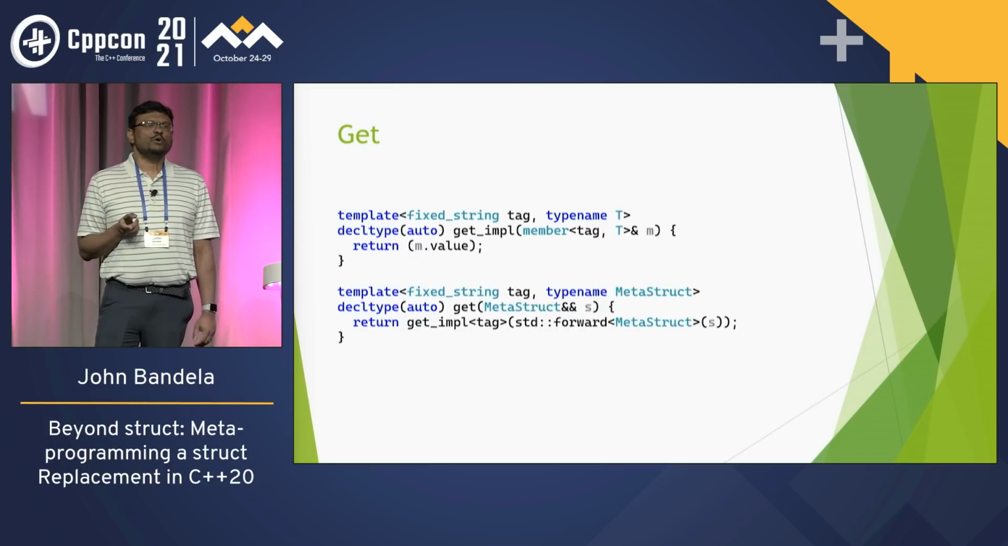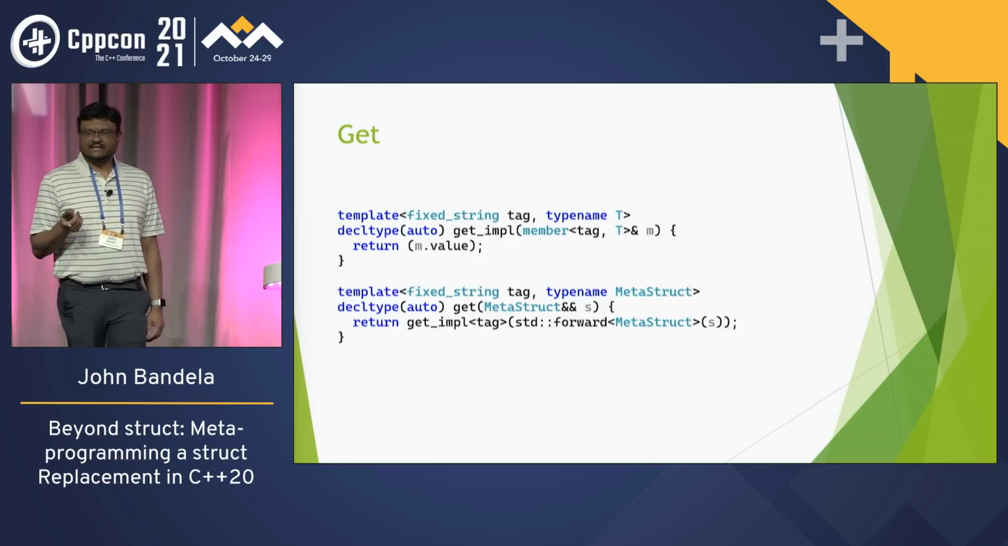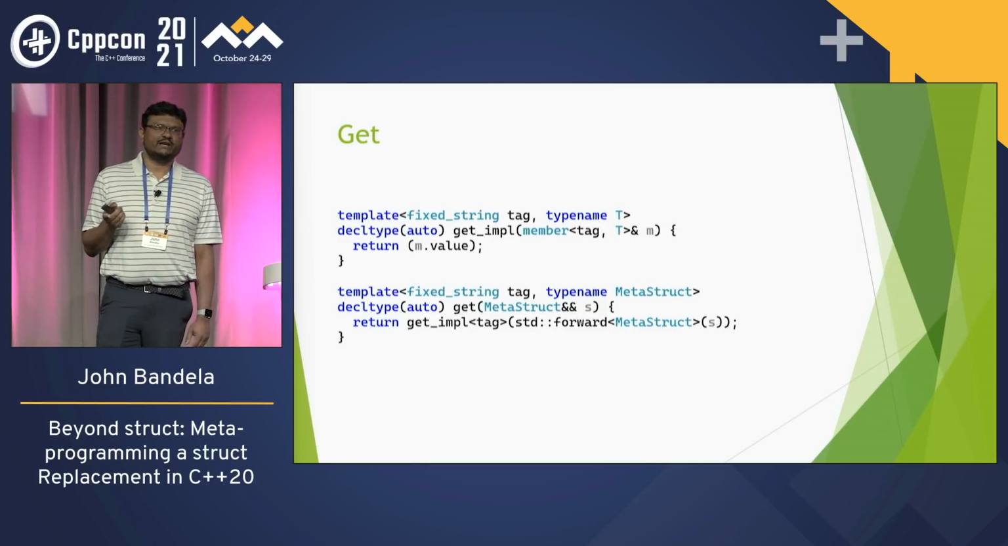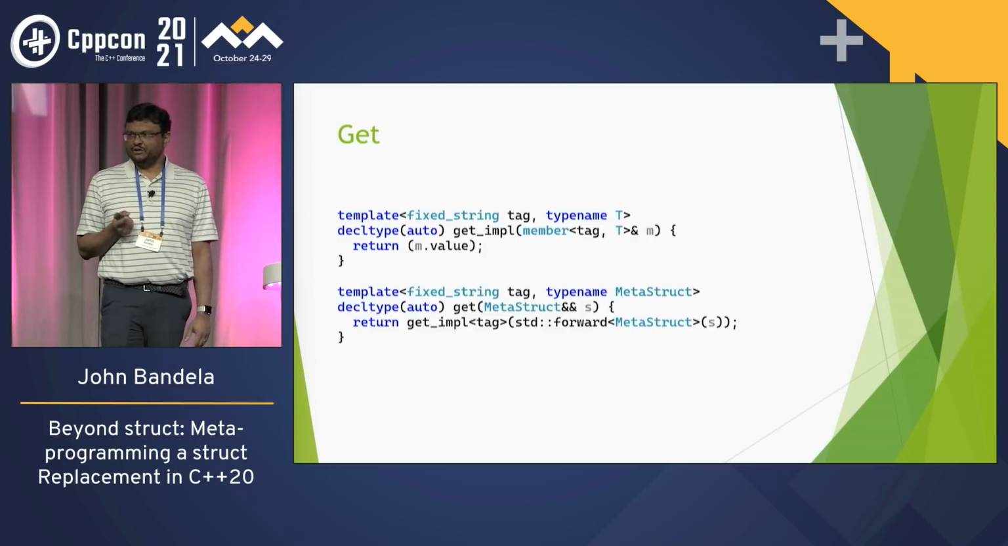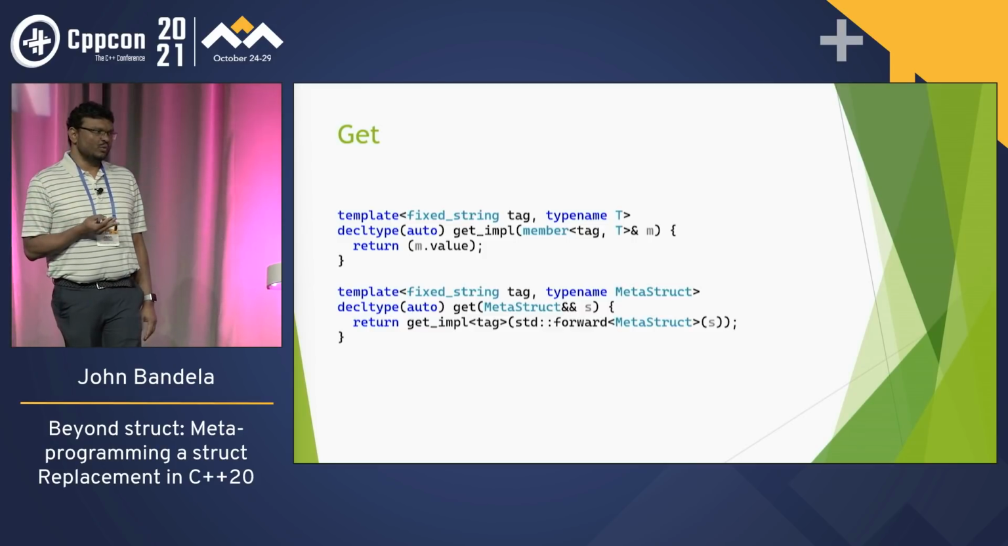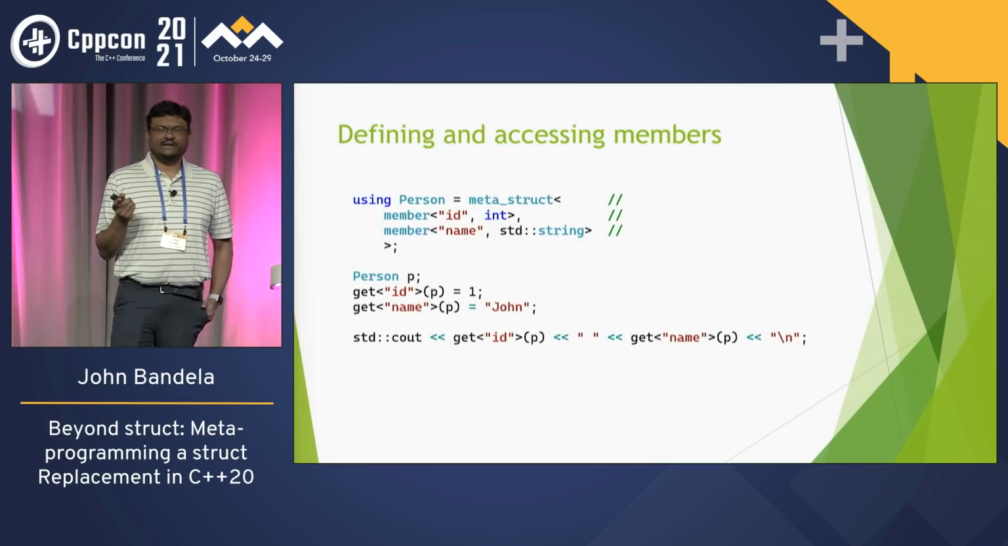So this getImpl will automatically be resolved to any member that has that tag. Since metastruct inherits from all the members, any member that matches that tag will get passed into getImpl. So if you don't have a tag, you get an error, or if you have more than one tag of the same type, you get an error. All right, so now we've got defining and accessing members. Any questions?